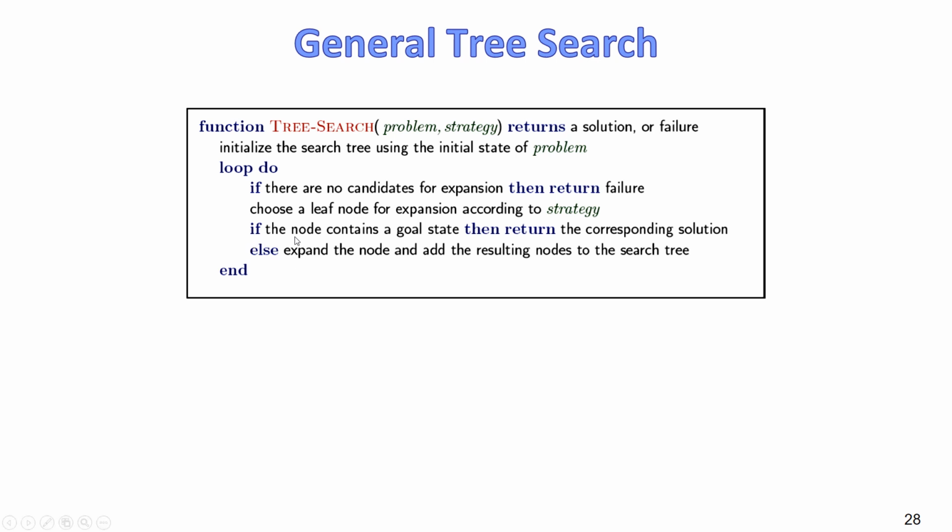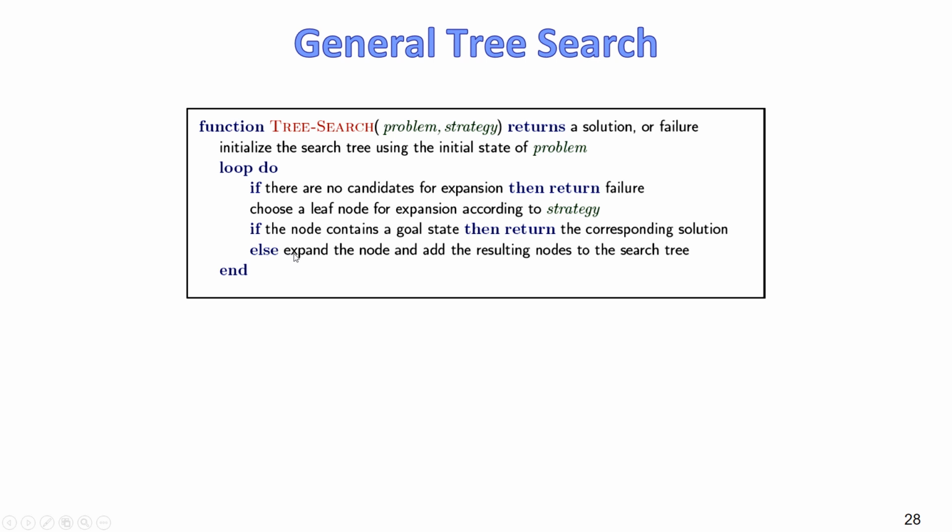Now, the next step is to check if that node contains the goal state. Did we reach the goal state? If that's the case, then of course we are done, because we found the solution. Remember, every node corresponds to a plan from the start state. So if that node contains the goal state, then we are done. We found the plan, we found the path, we found the solution from the start state to the goal state. So at that point, we should return the corresponding solution.